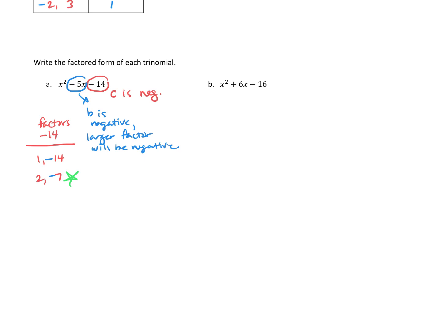We're going to write them as binomial factors, x plus 2 because that was positive, and x minus 7 because that was negative.